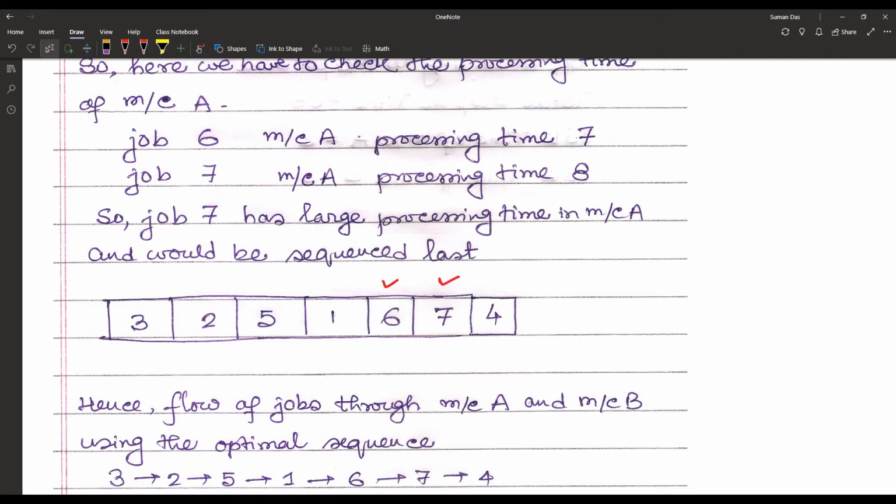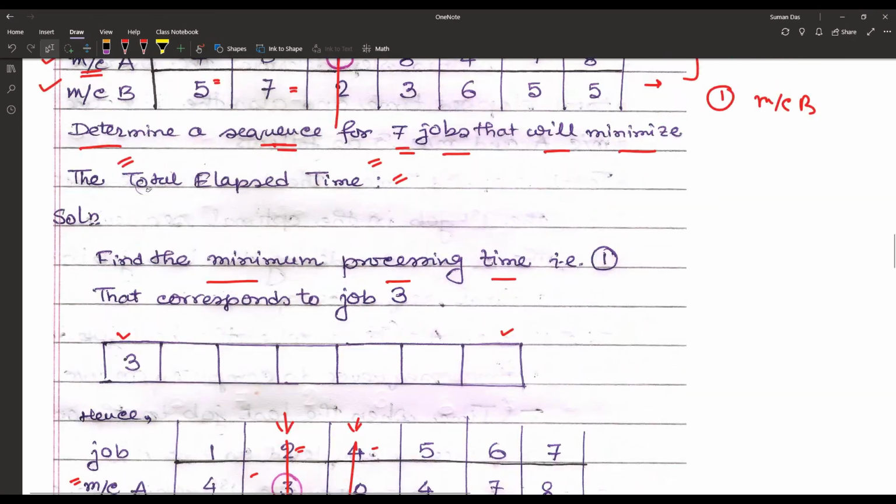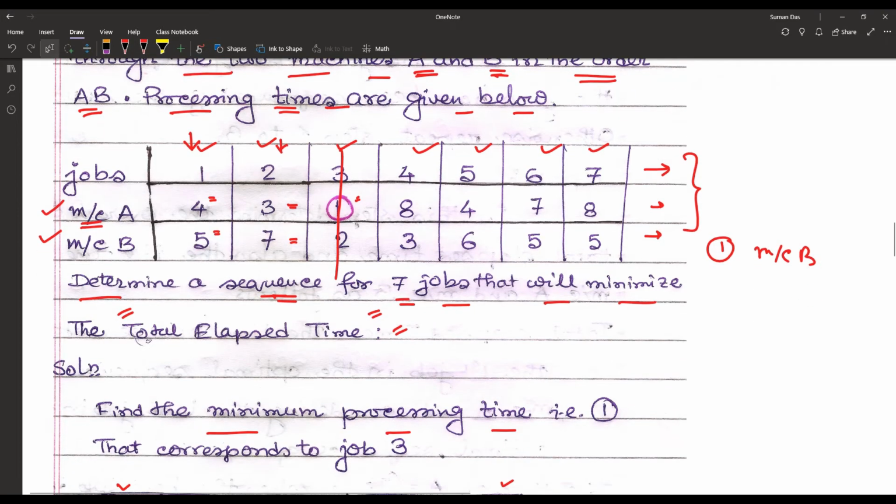If we proceed once again with the complete problem, the first minimum processing time is 1. So we write job 3 as the first in the sequence, and we cross out job 3 here. Now we check the next minimum processing time, that is for job 2 for machine A, and once again 3 for job 4, that is for machine B.